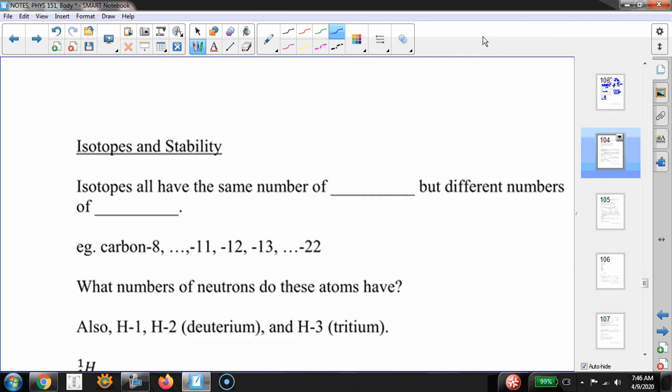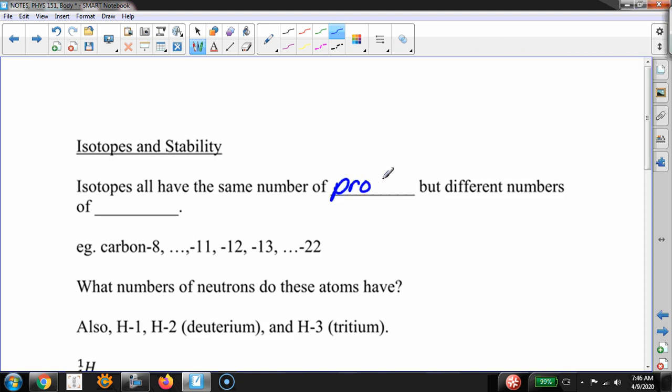Okay, so let's talk a bit about isotopes and stability. Isotopes all have the same number of protons. If I have an atom, it will have a certain number of protons. But if I have different types of atoms, the things that can make them different are the number of neutrons. So let's talk about carbon. It's a good example because there are a lot of different isotopes.